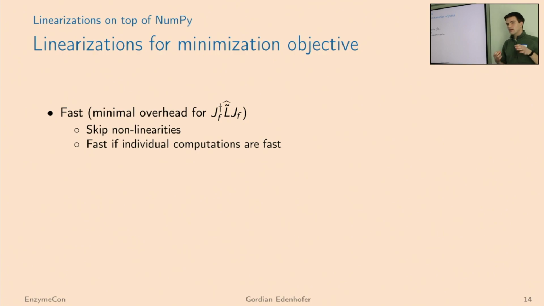With these building blocks, we already achieved everything that we set out to achieve, namely we are comparatively fast. Of course, that depends on whether the individual computations are fast. Fast here, I mean just in the sense that we're skipping nonlinearities and that we are implicit. We're not building up full Jacobians just to transpose them.